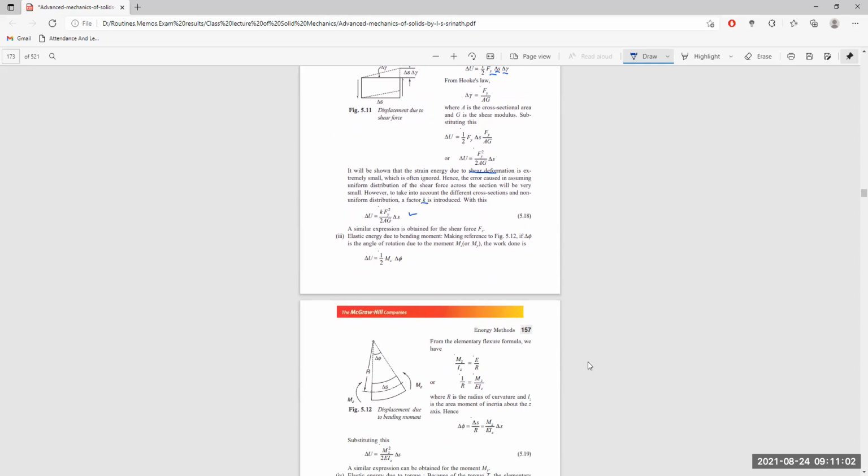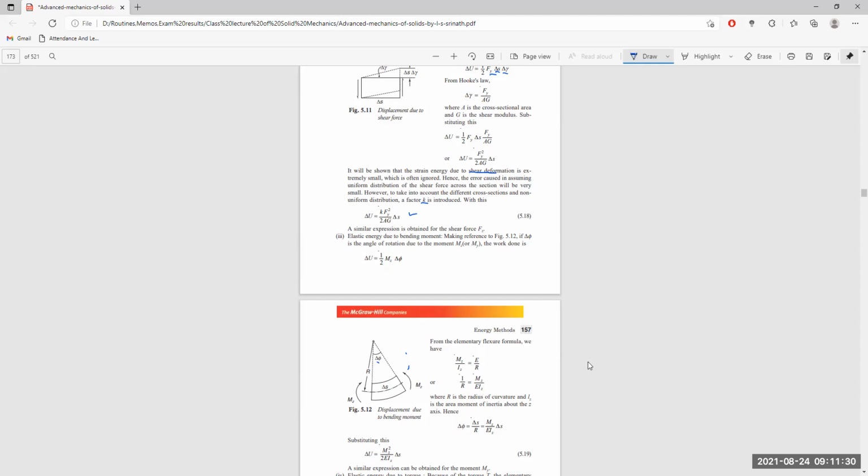In the bottom picture, if delta phi is the angle of rotation subtended due to the line of action of the moment itself, the work done will be half Mz, the moment vector in the z direction, multiplied by delta phi itself.